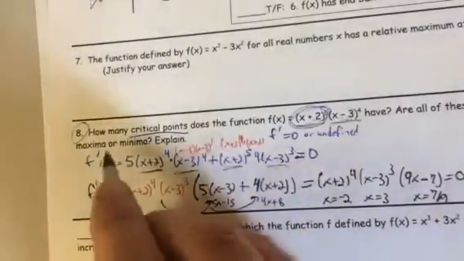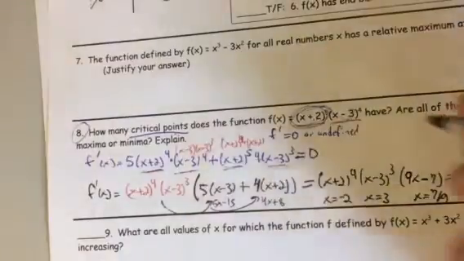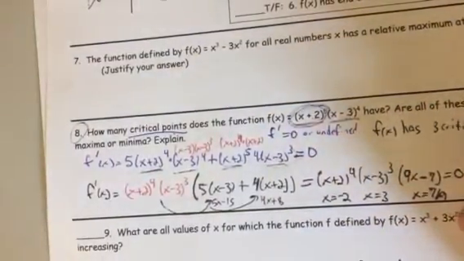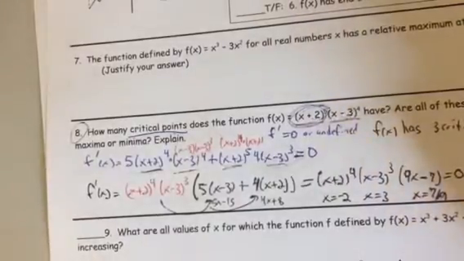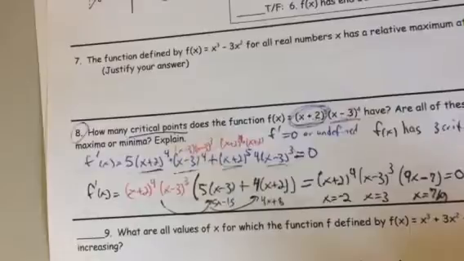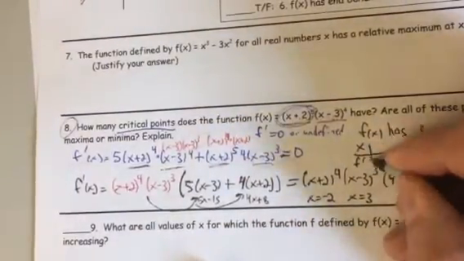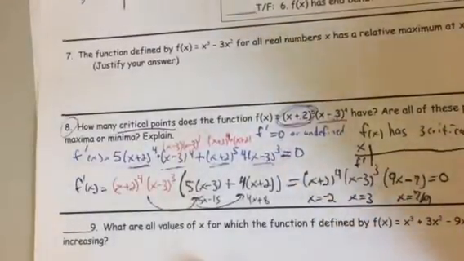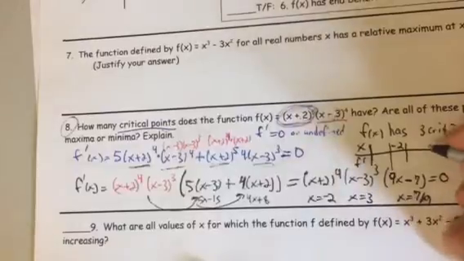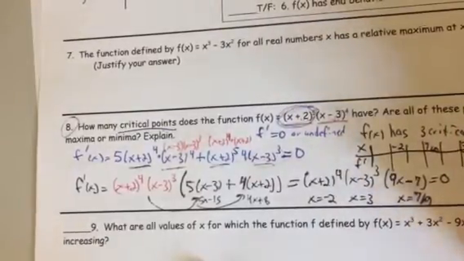So let's reread the question. How many critical points does f of x have? F of x has 3 critical points. That's the first part. And are all of these local minima or maxima? Well, we could make a sign chart. I could check and see whether they're a minimum, maximum, whatever, and I could put negative 2 on here. I could put 7/9, and I could put 3.